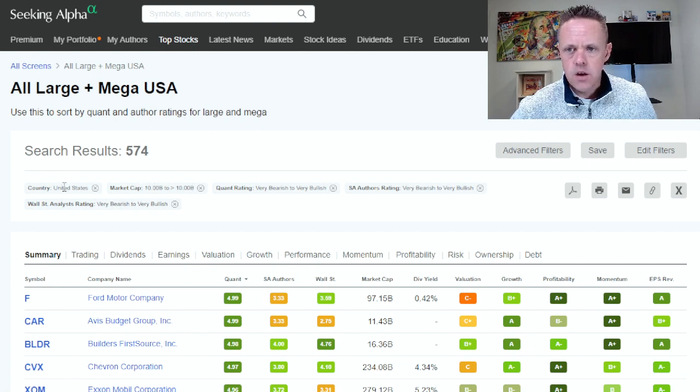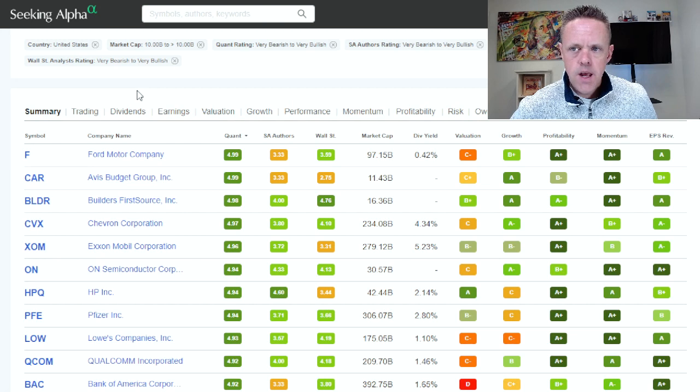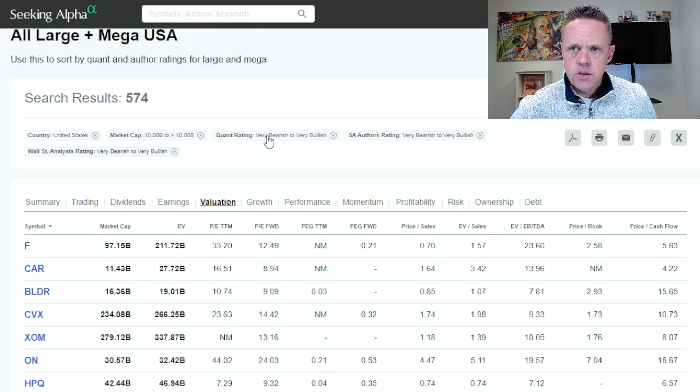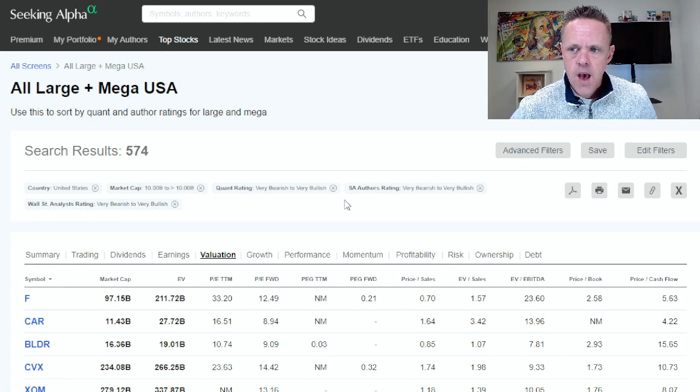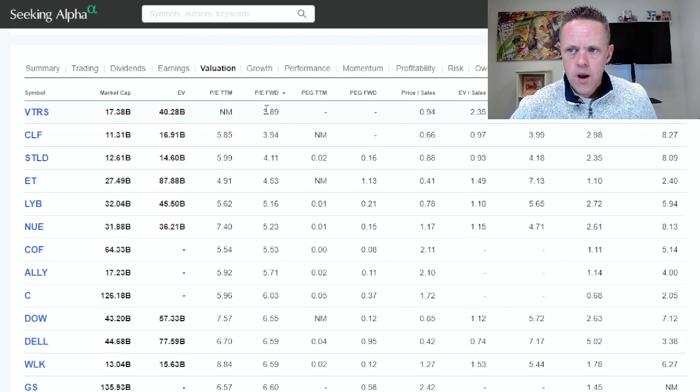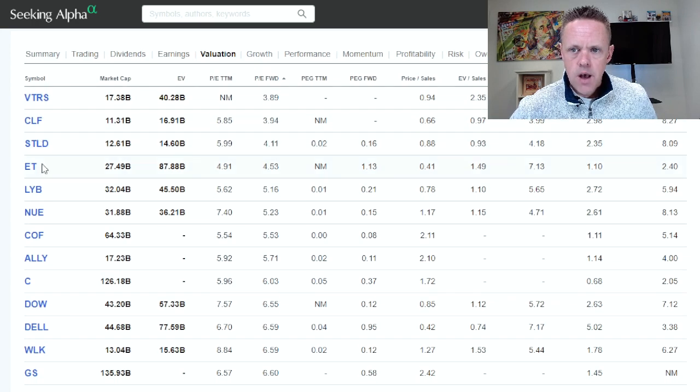United States is another facet I put in, but the ratings that I have here go across the board. So very bearish to very bullish. I'm trying to capture them all. And then you can start to dig in across multiple deeper facets. So for example, let's look at valuation. It's going to take a second because this is a pretty big screener. But if you just wanted to come in here and say large cap, mega cap USA stocks, and you wanted to sort by forward PE, I'm going to sort to the lowest. Right off the bat, you've got ideas here, at least a starting point.